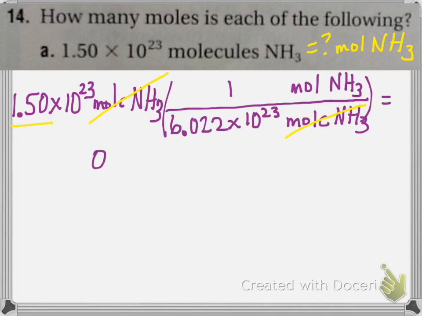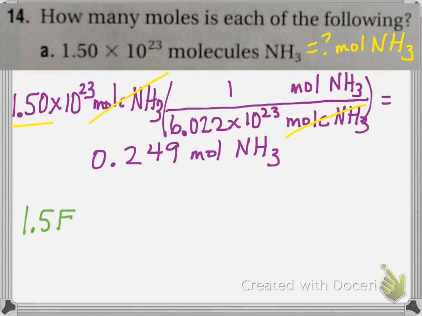So you should end up with 0.249 moles of ammonia. Again, how do you put that in your calculator? Okay. To put that in your calculator, 1.5 E23. I'm dividing because Avogadro's number is in the denominator. E23 should give you your answer.